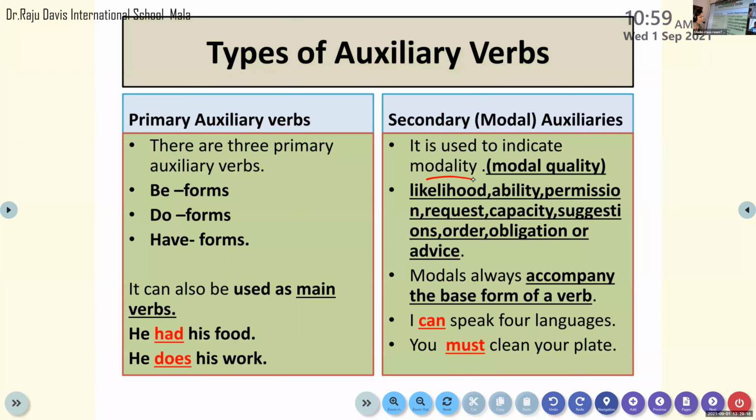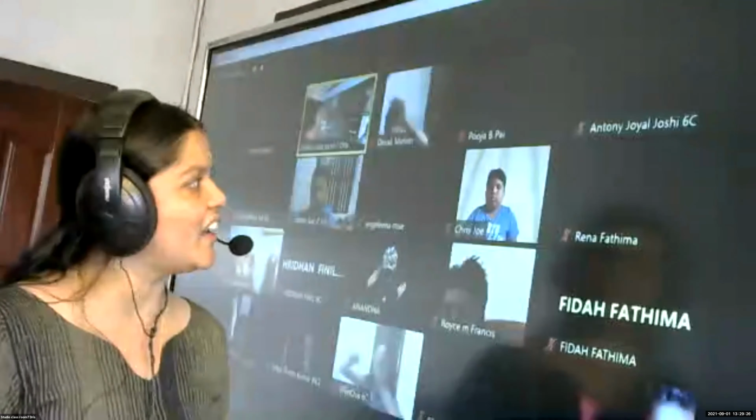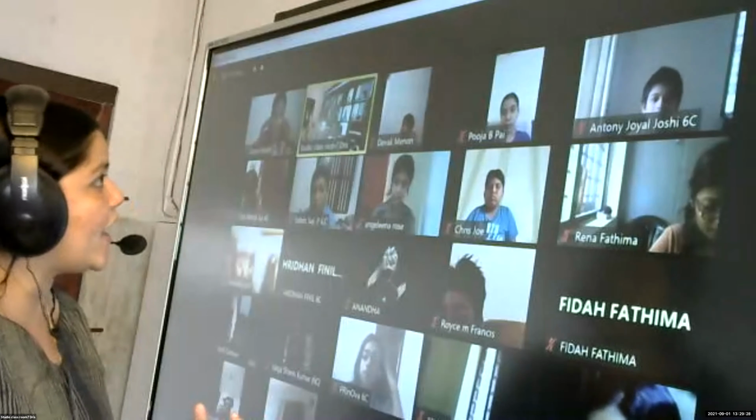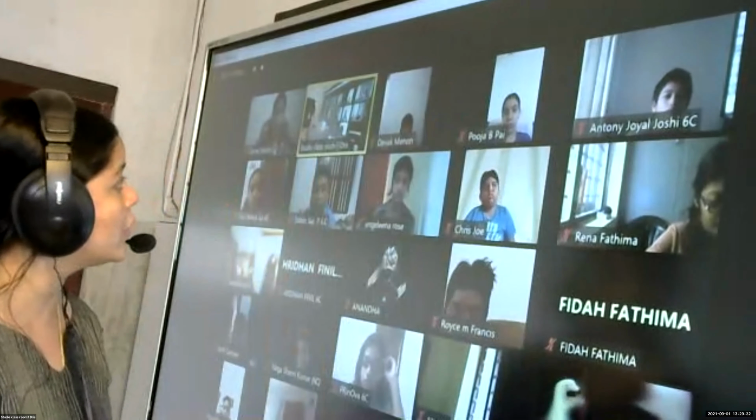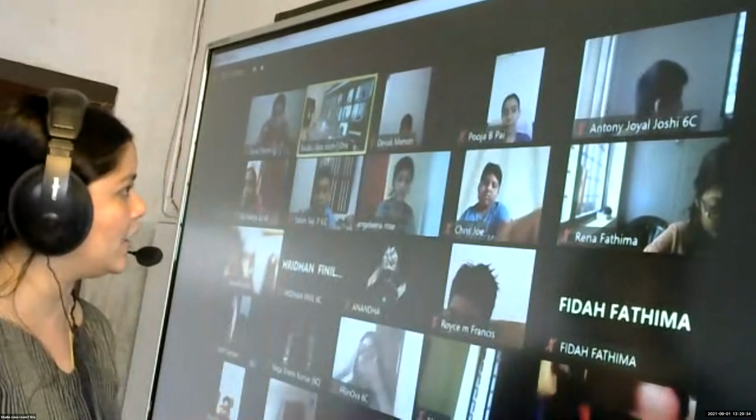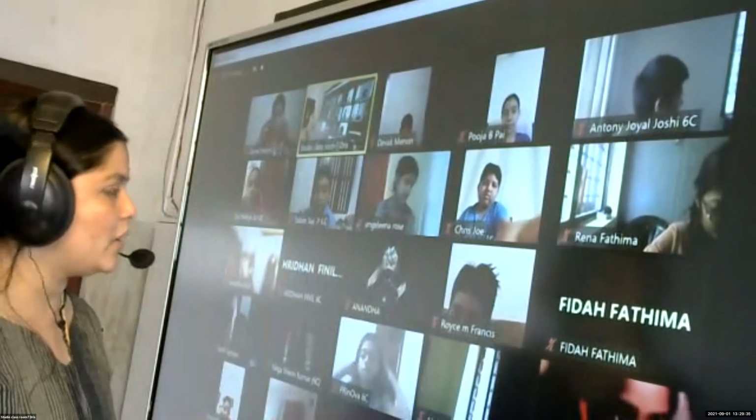So modality, like ability. See here, many words. I can speak 4 languages. That is my ability, right? It is my ability, my quality. I can speak 4 languages. What are the 4 languages that I can talk? I am fluent in Malayalam. See, I have to say I am fluent in Malayalam. I am fluent in English.